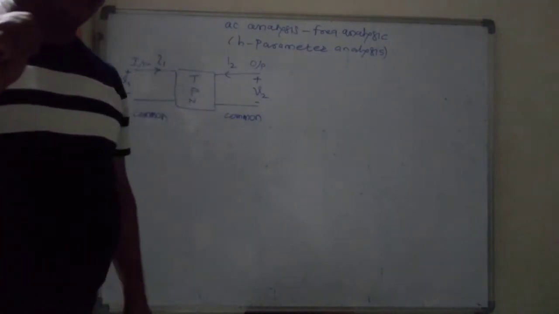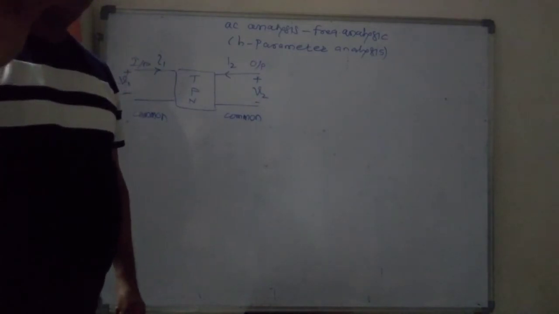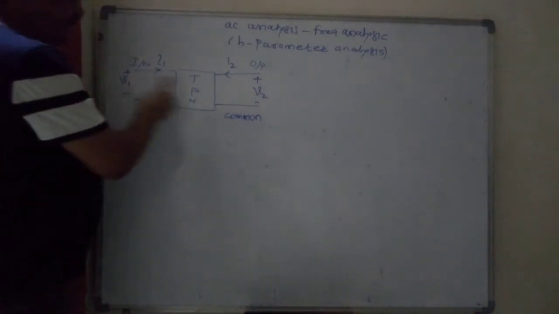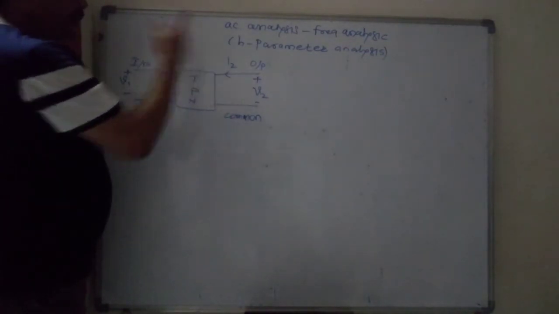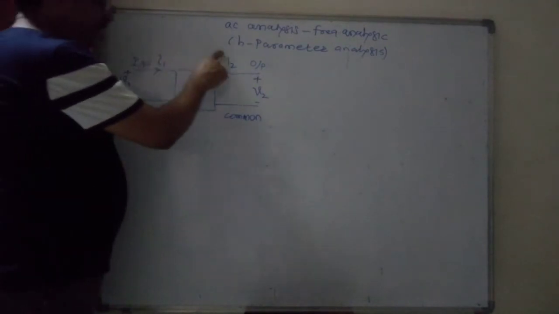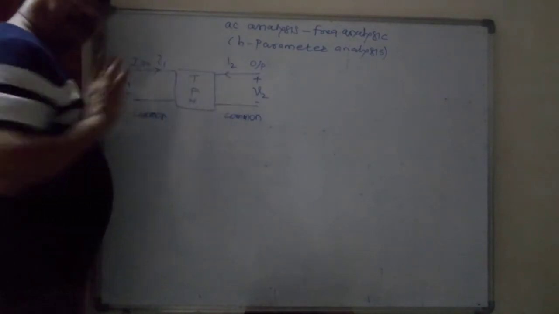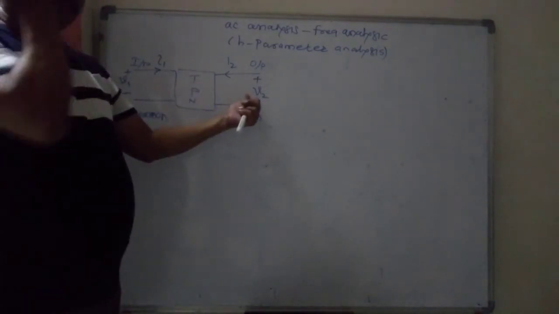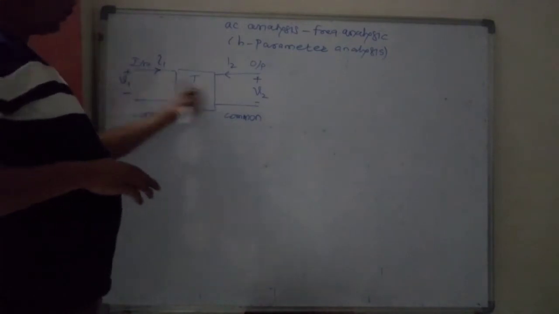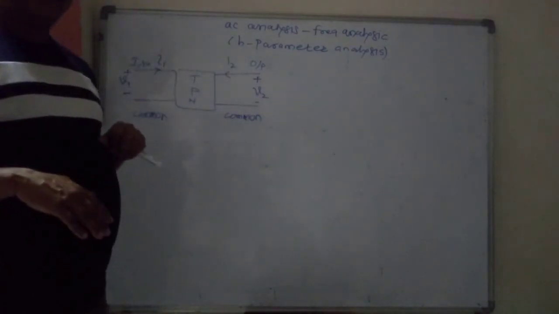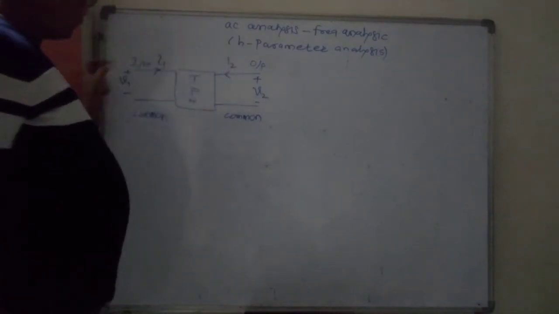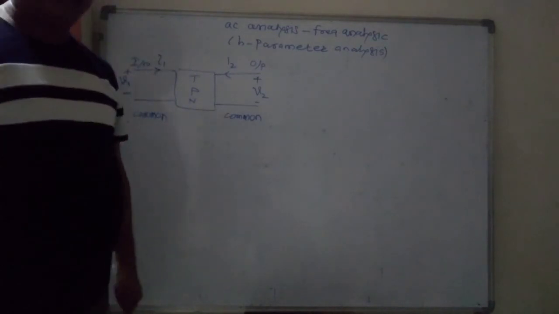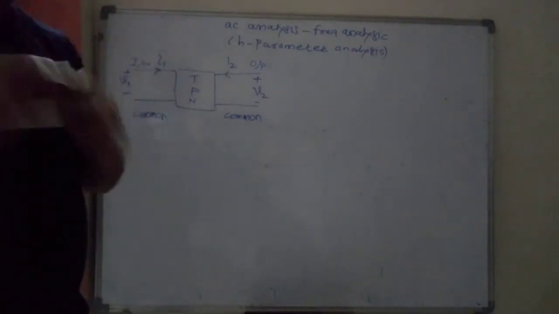Out of these four variables, two are dependent and two are independent. V1 and V2 dependent, I1, I2 independent. Or I1 and I2 dependent, V1, V2 independent. Both voltages dependent, both currents independent. Both currents dependent, both voltages independent. Two parameters are defined, and it is not part of our syllabus now.